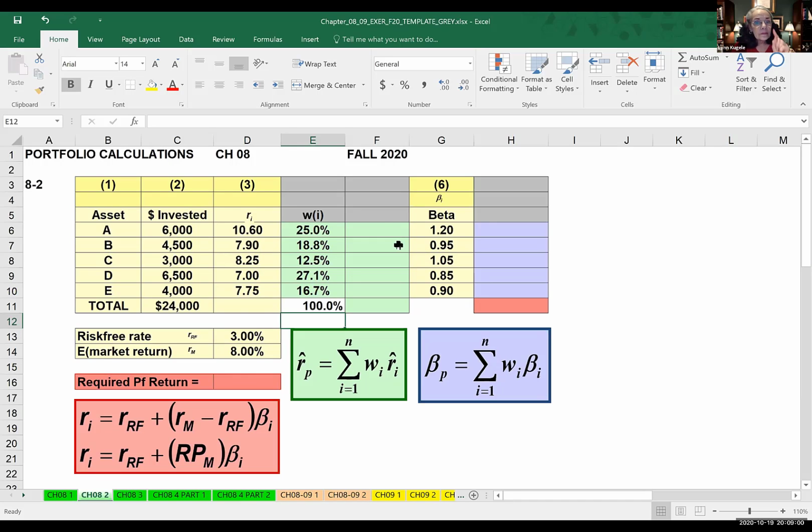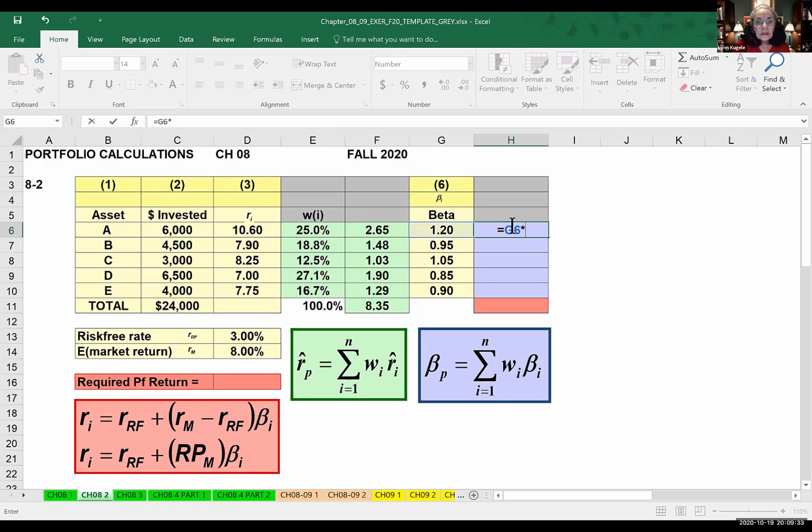Same pattern, weighted average. I'm going to multiply the weight times the expected return. I'm going to do that all the way down and add it up. Expected return on the portfolio is 8.35. Now, I'm going to use these weights with beta. This would not all be in one problem on the test. I've just put it all together in one problem for ease for us to work on. I'm going to do the same thing: multiply the beta times the weight.